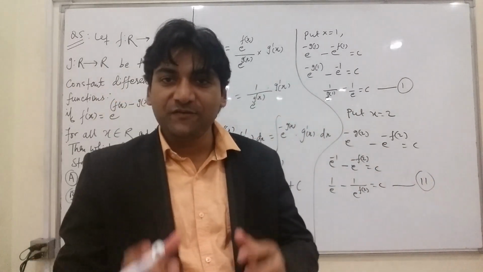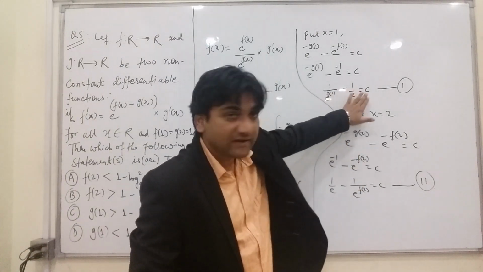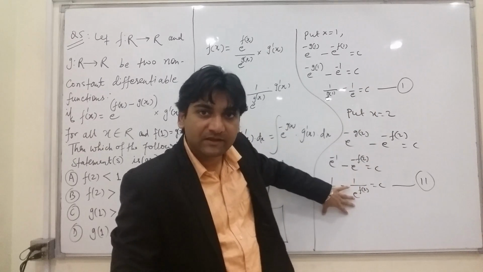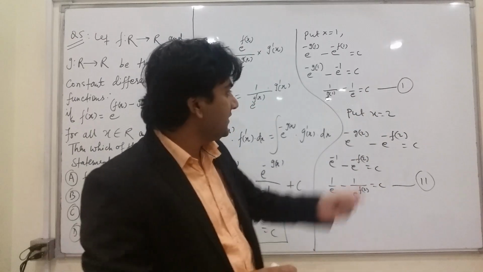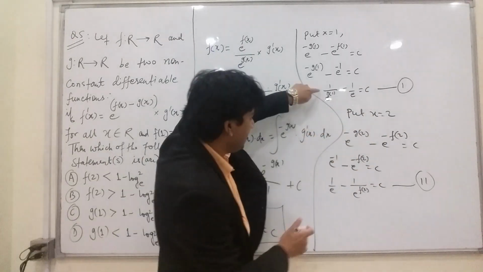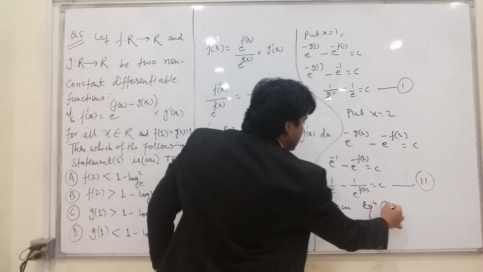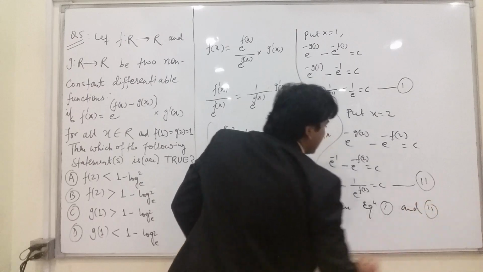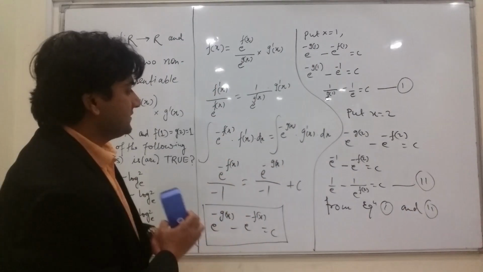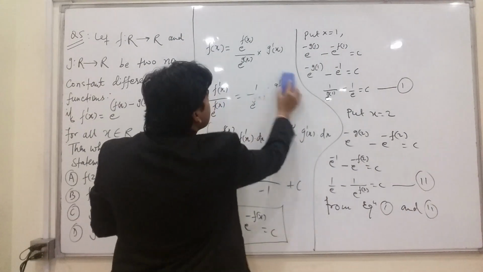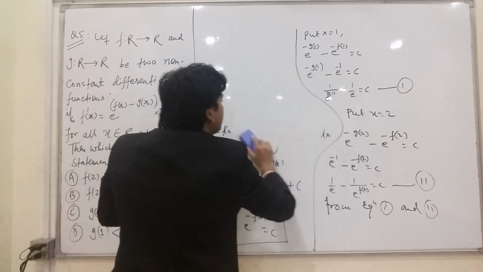But the point is, if you observe the first equation and the second equation, this is something that equals C. This is also something that equals C. It means these two equations are the same. So we can equate the left sides also. I mean, from the first and second equation, what we got, we will get this one.